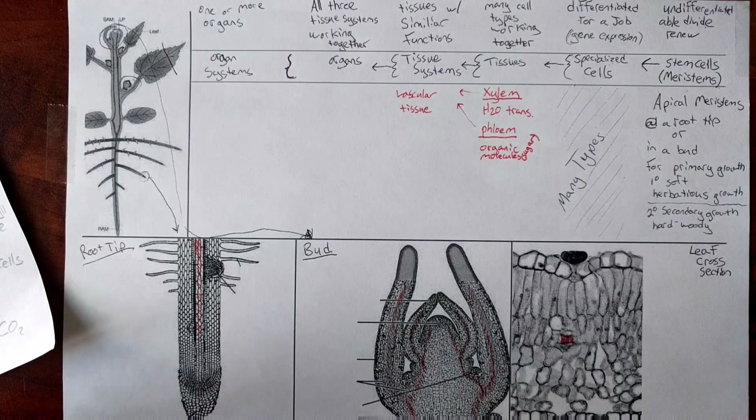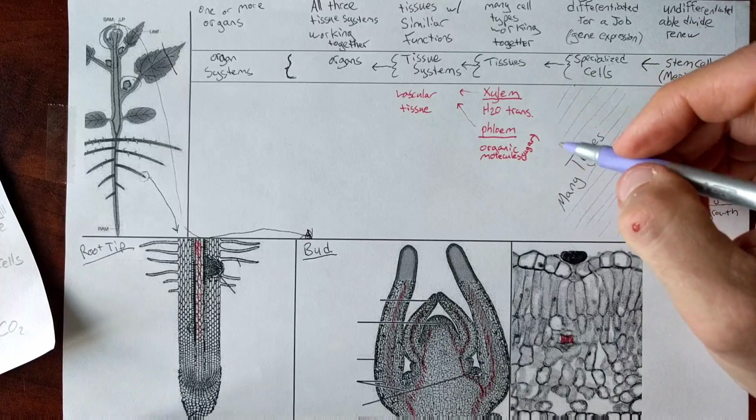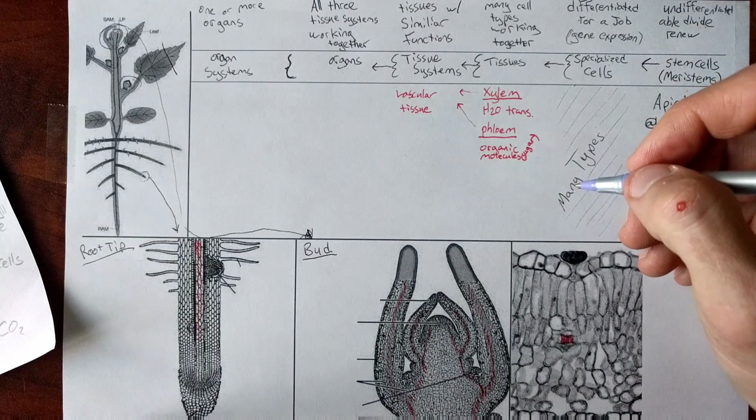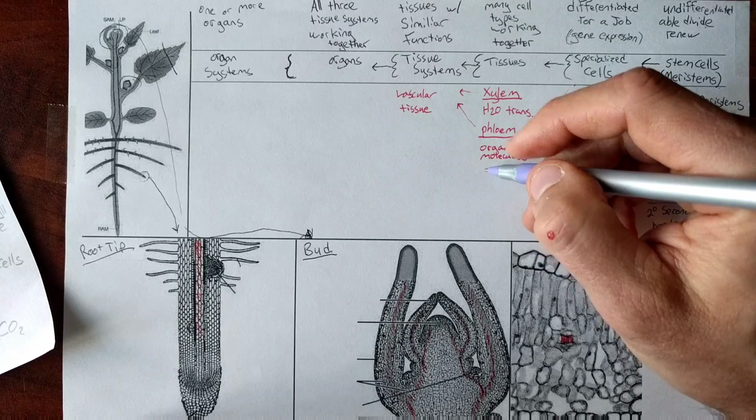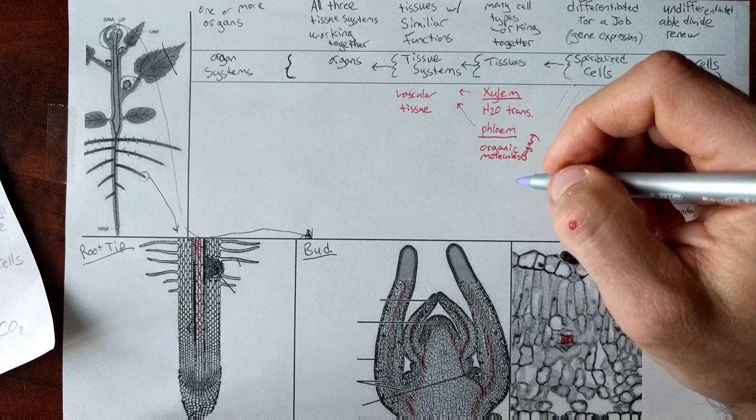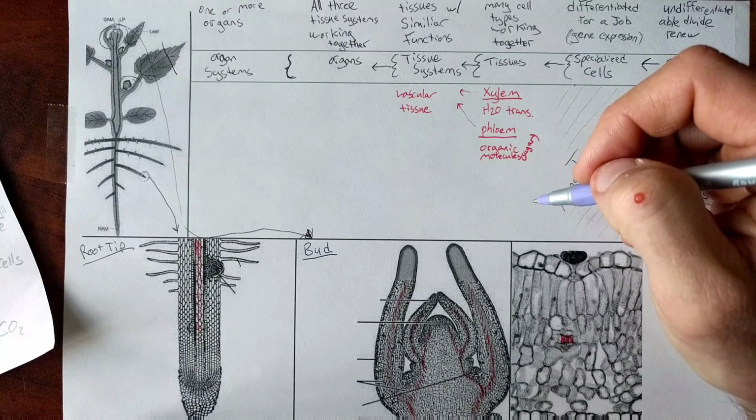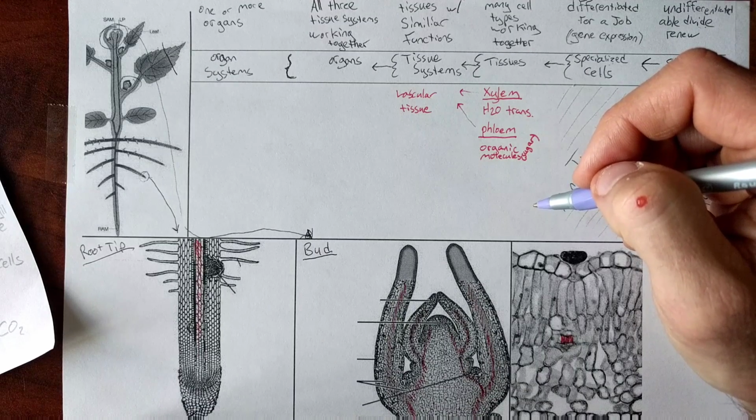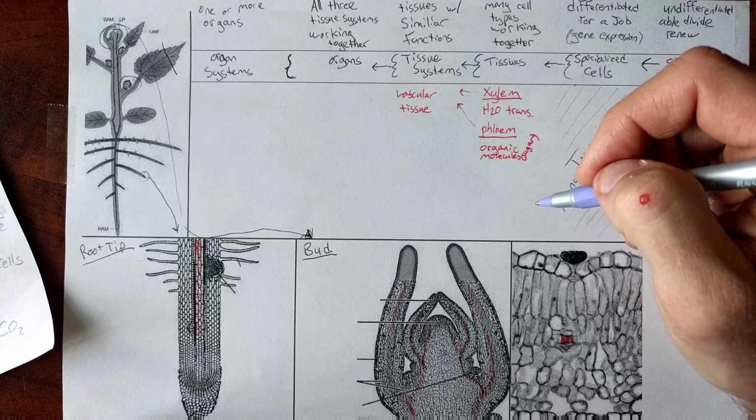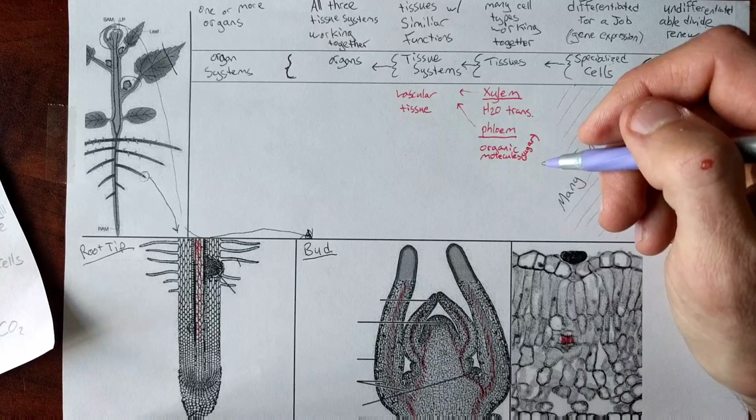Alright. Next up, we've got ground tissues. The different tissue types are not brought up in the IB, so I'm not going to waste our time writing them in here. There is collenchyma, sclerenchyma, and parenchyma. Or people might say collenchyma, sclerenchyma, or parenchyma. Whatever. The IB doesn't really care about these.